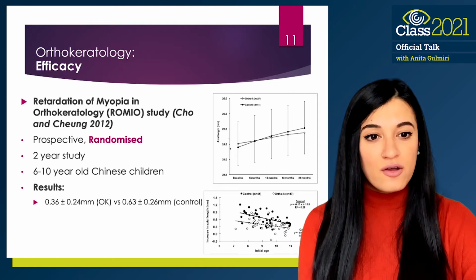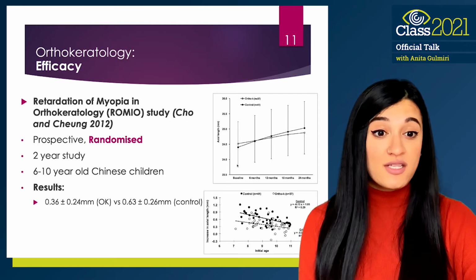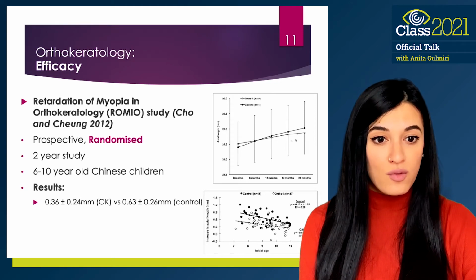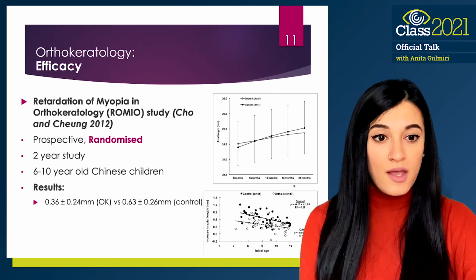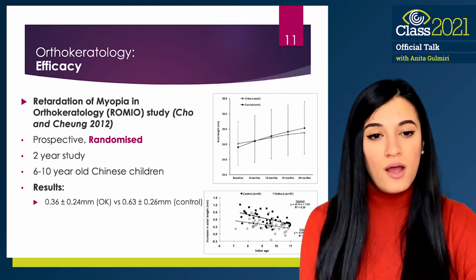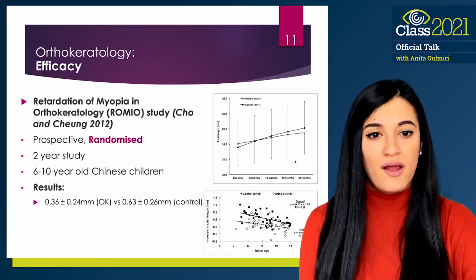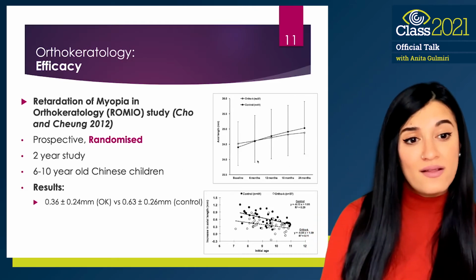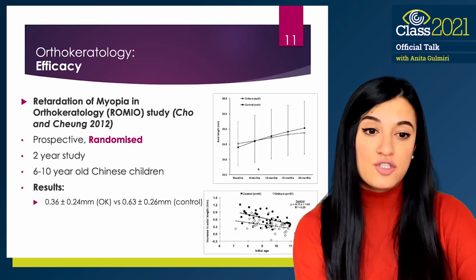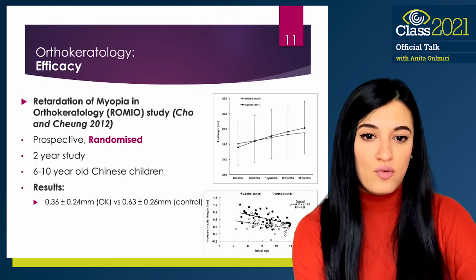The top graph here shows the changes across every 6 months. The solid line is the control group and the dashed line is the ortho-K group. Time is across the x-axis here in months, and the axial length is increasing across the y-axis as we move up. Essentially this graph highlights that children wearing ortho-K lenses do show a slower axial length change compared to the solid line, or the control group here.